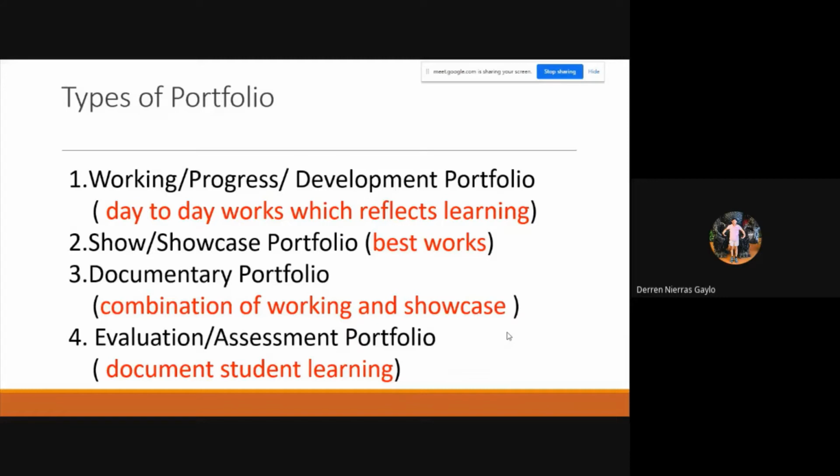If you want to just show the best works, or those where you got high scores, where you have the best remarks, then you can have a showcase portfolio. If you want to have the combination of the day-to-day artifacts and the best works, you can have a documentary portfolio for that. But if you just want to document your learning, you can have an evaluation or assessment type of portfolio.